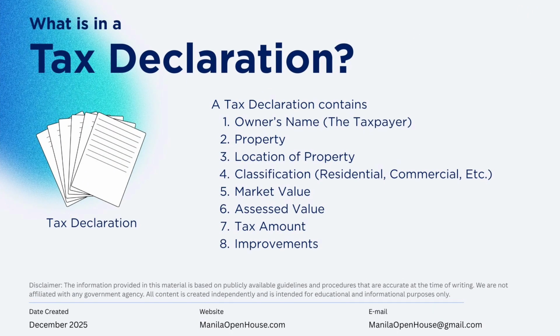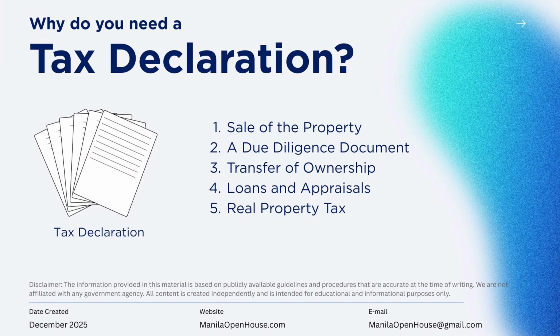What is in a tax declaration? A tax declaration contains several important details about a property. These include the name of the taxpayer, the complete property description, and the exact location. It also indicates the property's classification, whether residential, commercial, or agricultural, along with its market value, assessed value, tax amount, and any improvements.